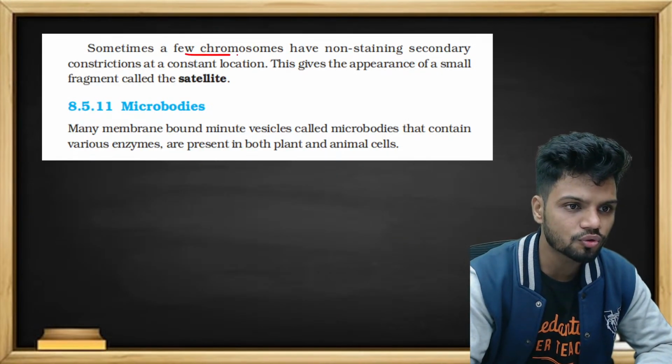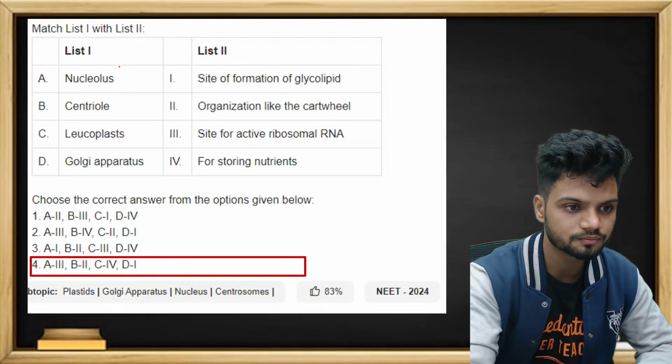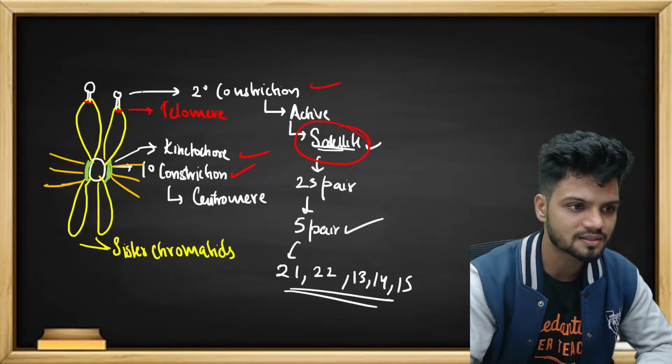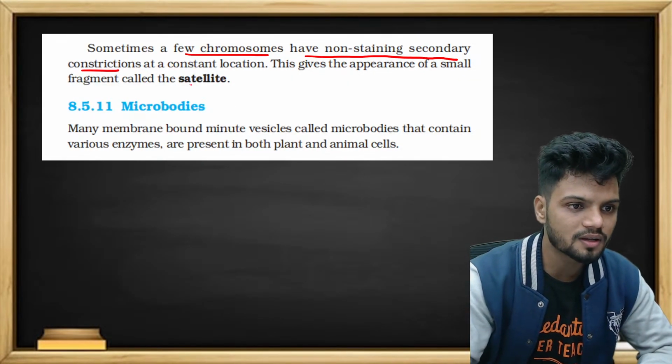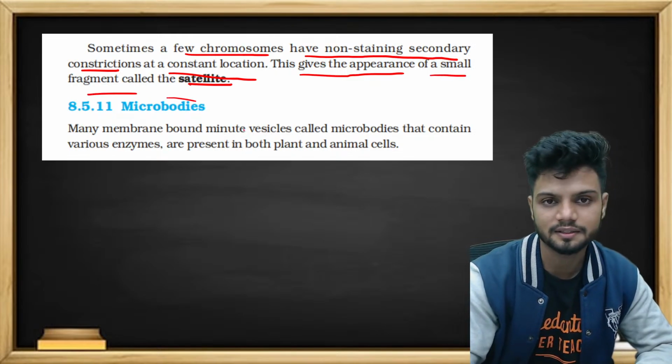Sometimes a few chromosomes have a non-staining secondary constriction. That is called a satellite. Satellite on the top. At a constant location, this gives the appearance of a small fragment called a satellite.